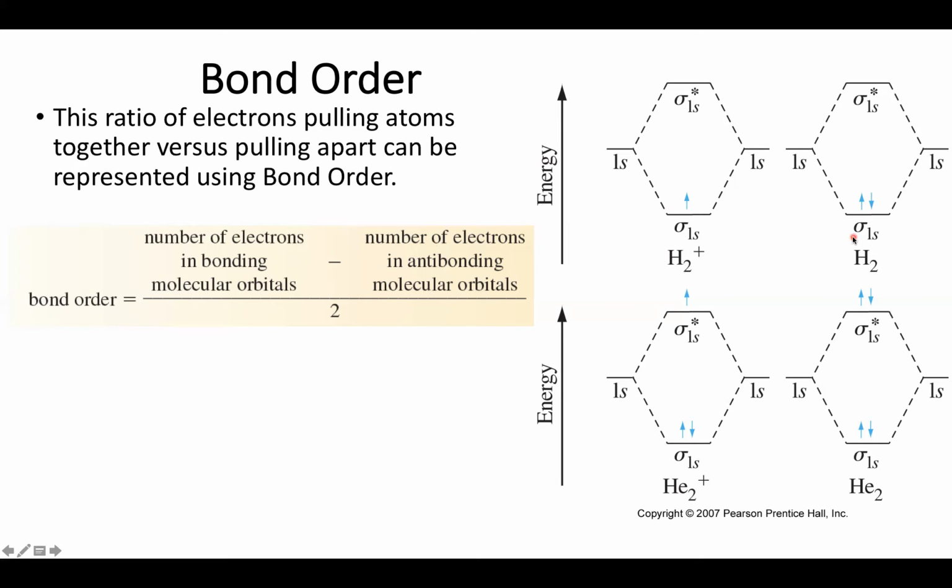Now, if I look at H2, I've got two electrons pulling my system together, none pulling it apart. So I've got a bond order of 1. This is a single bond. This is kind of our bread and butter of molecular theory.